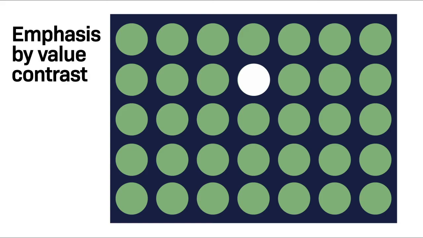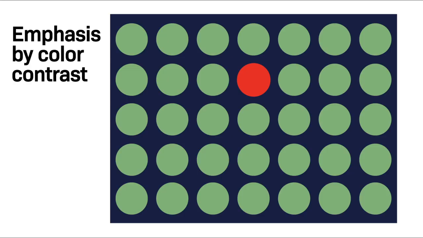This value contrast places emphasis on the lighter shape and directs the viewer to notice it first. We can also create emphasis with color contrast. Here the red has the most visual weight in the image because red is so different than the cooler, less saturated blue and green colors.